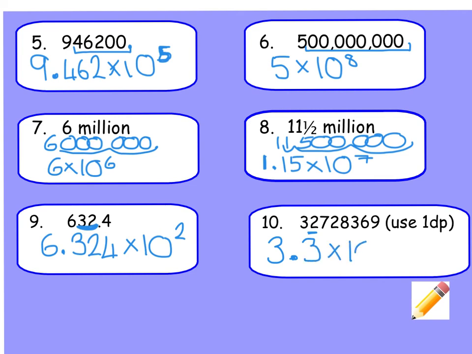So it's going to be 3.3 times 10, and I'm looking for how far I'm moving it from here to here. Now that has got 1, 2, 3, 4, 5, 6, 7 digits. So I'm moving that 7 places. Okay, so that one would be 3.3 to 1 decimal place. I'm just going to write that at the side that I did it to 1 decimal place. Because you will be asked to do that now and again.